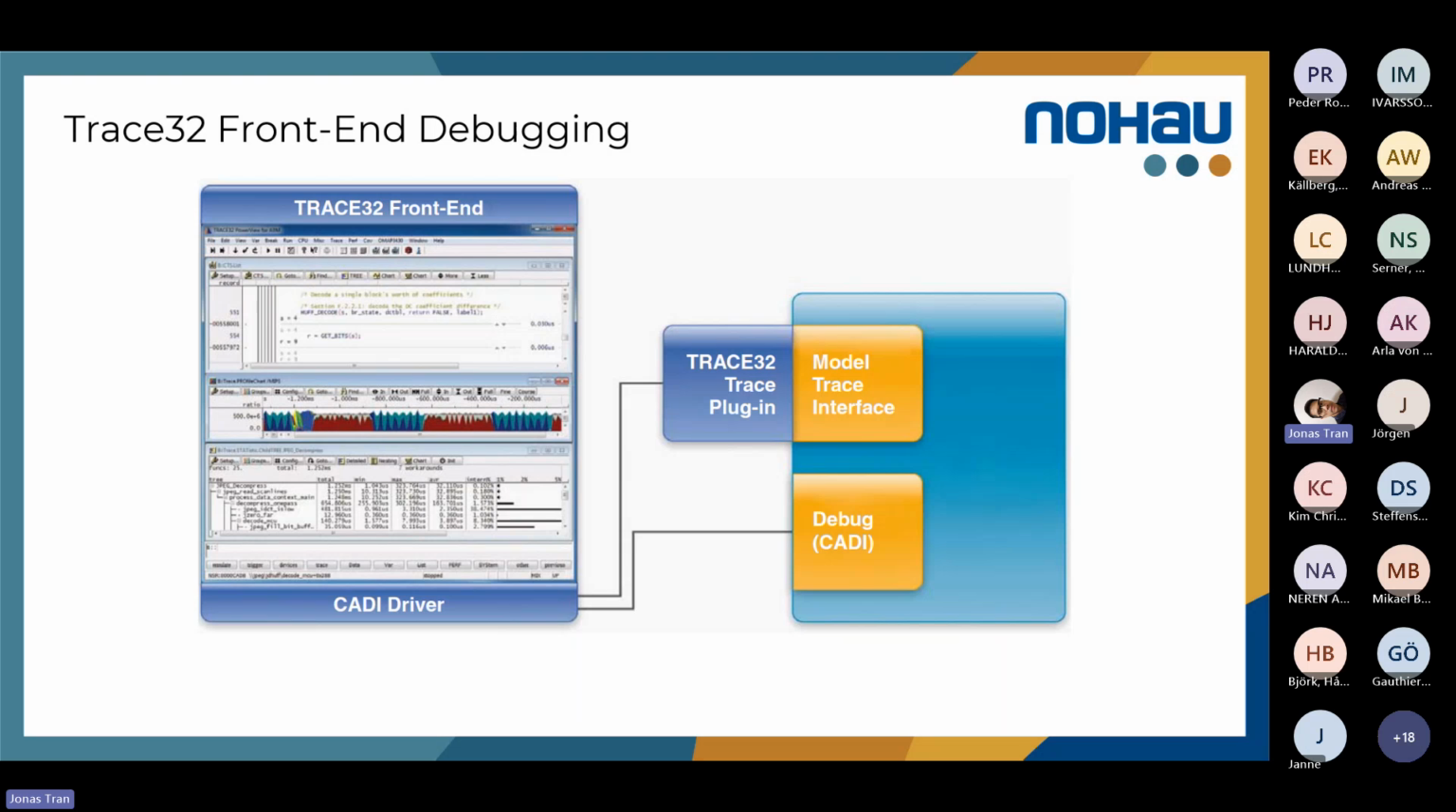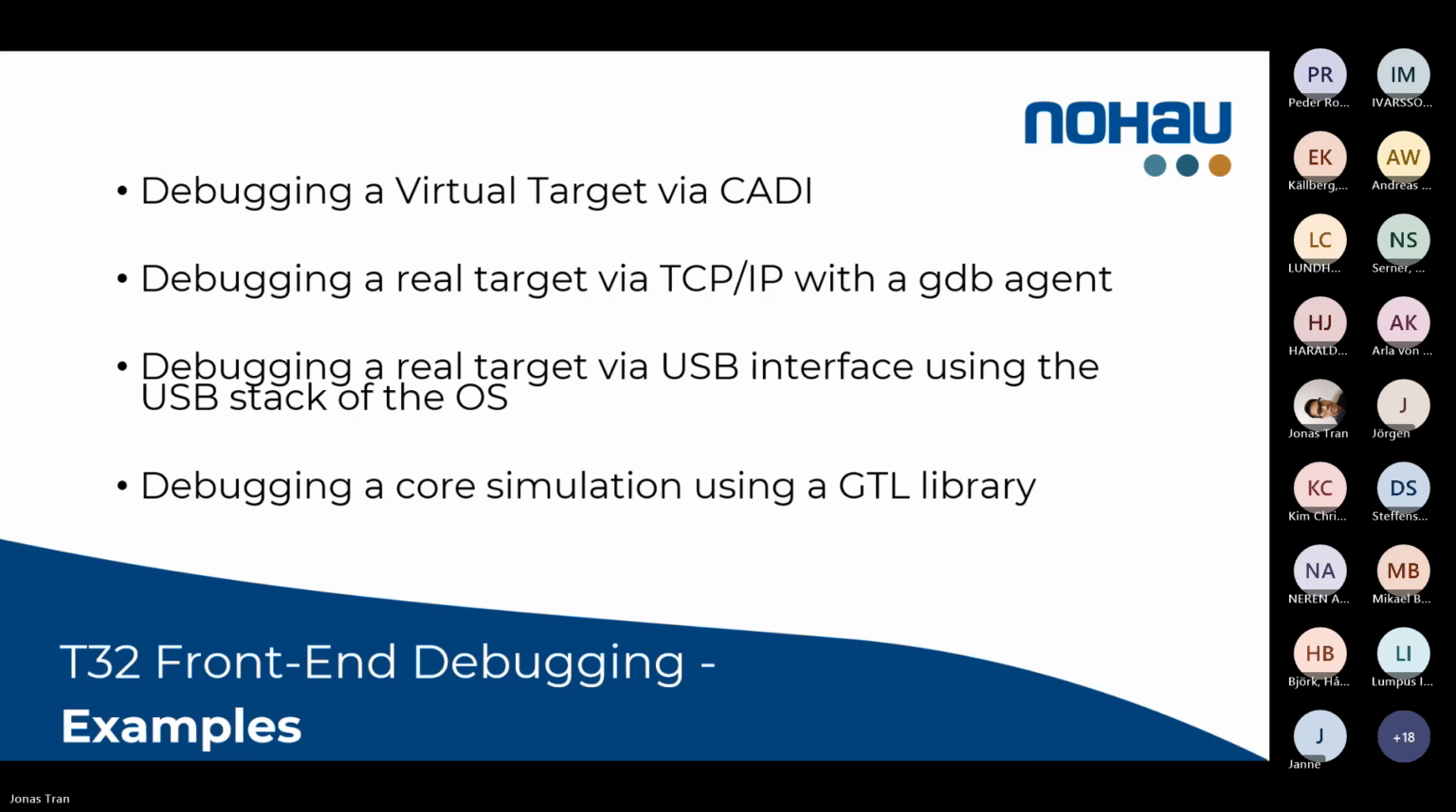So here we have an example where CADI is used to communicate with the target, and TRACE32 is used as the front end. And here are some more examples. So the target can be a virtual target, but it can also be a real target or a simulator. And here you can see some examples to connect to the target. It can be via TCP/IP or USB or using the GTL library. And of course, there are more ways to connect to the target.